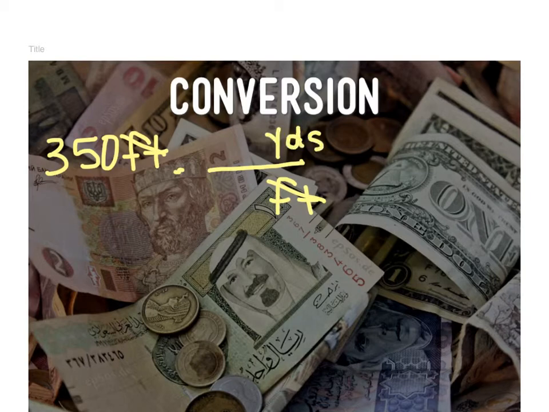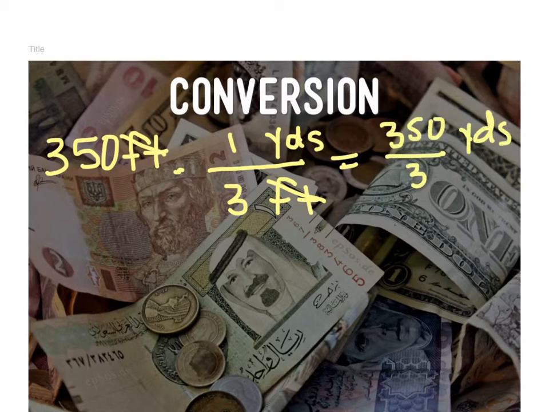And then I ask myself, okay, which one's smaller, feet or yards? And I know that feet's smaller, so he gets the number. There's 3 feet in a yard, and the yards gets a 1. The biggest one always seems to get a 1. So in this case, I'm going to multiply straight across. I'm going to get 350 over 3, and then I'll have yards. And I get 116 and 2/3 again.